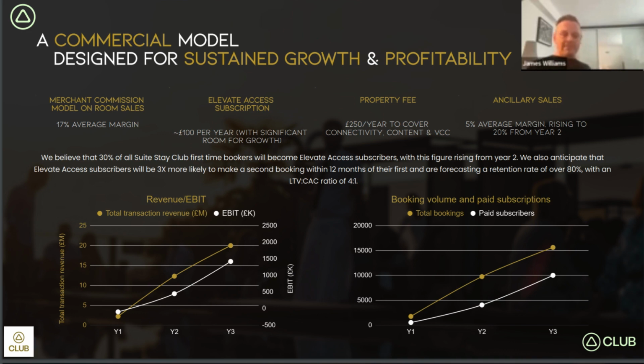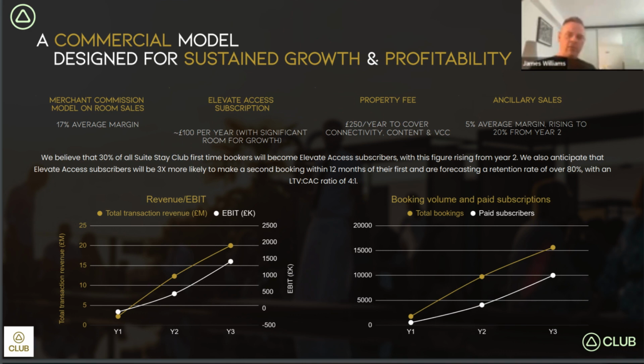We've got property fees, so a small fee, less than the value of one room night per property. That covers the cost of connectivity. So this is going to be a connected model, dynamic distribution for availability, pricing, and booking. It covers the cost of VCC, so virtual credit card payments, to be able to facilitate smooth payment for our providers. The content creation, I mentioned content rich, I mentioned video first. It goes towards producing standout content for every partner that we're working with.